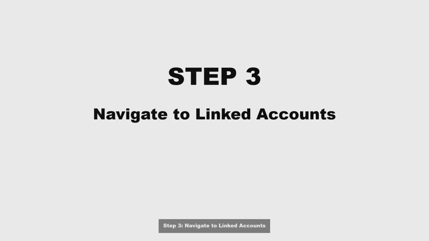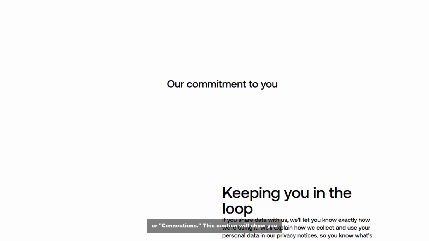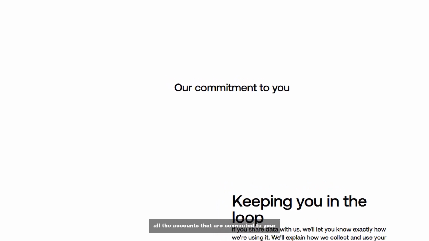Step 3. Navigate to Link Accounts. Look for an option labeled Linked Accounts or Connections. This section will show you all the accounts that are connected to your Revolut account.